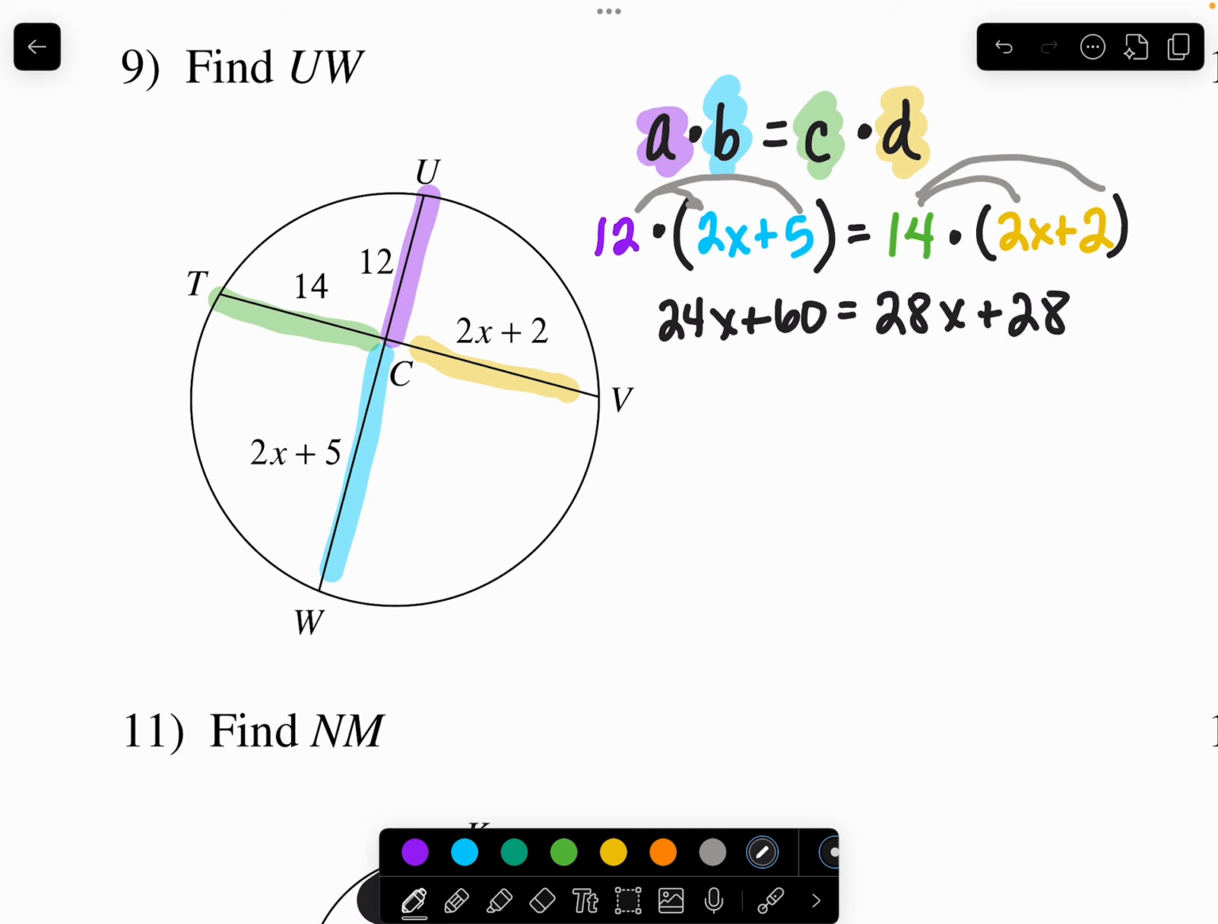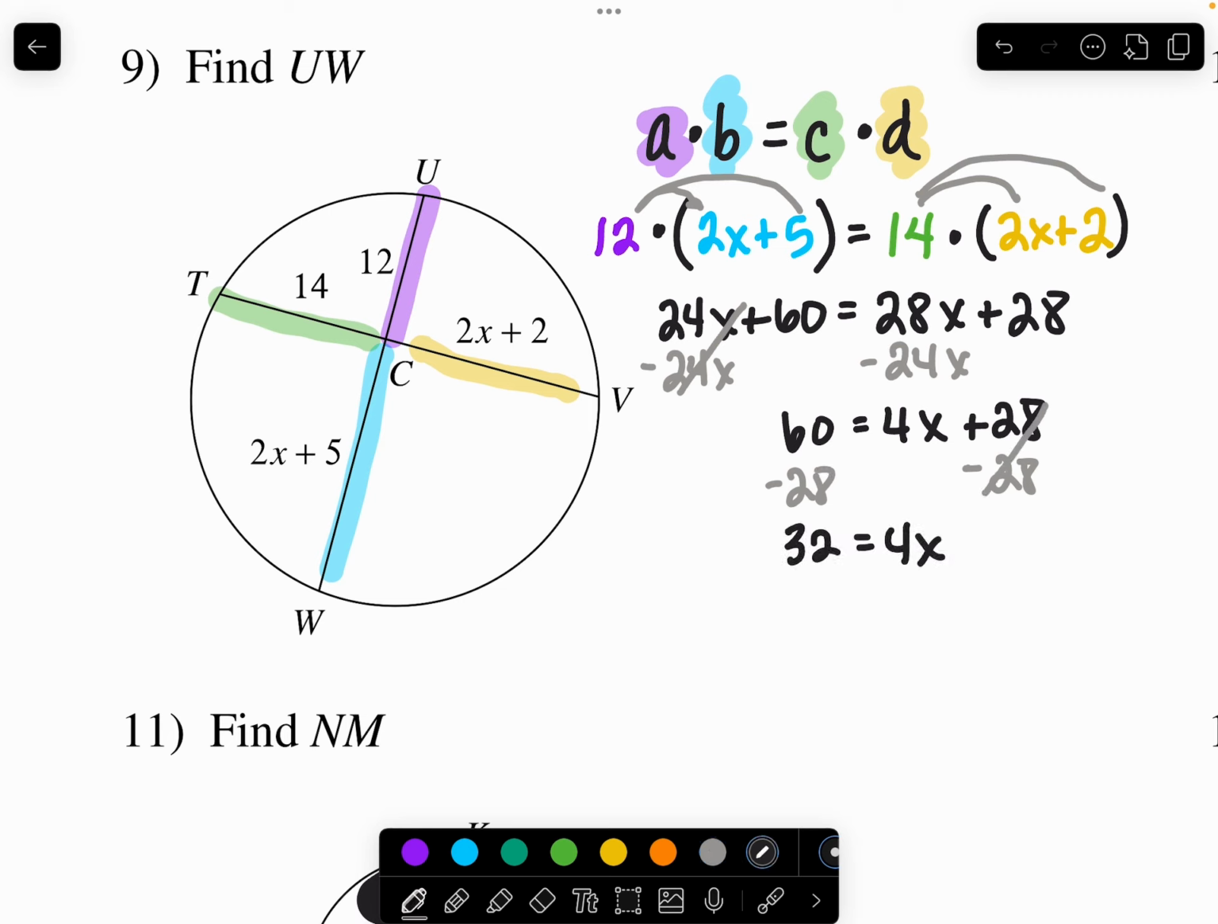And now I'm going to start by taking away the x term with the smaller coefficient, which will be 24 first. Then I'm going to take away 28. Then I'm going to divide by 4. So we get 8 for x.